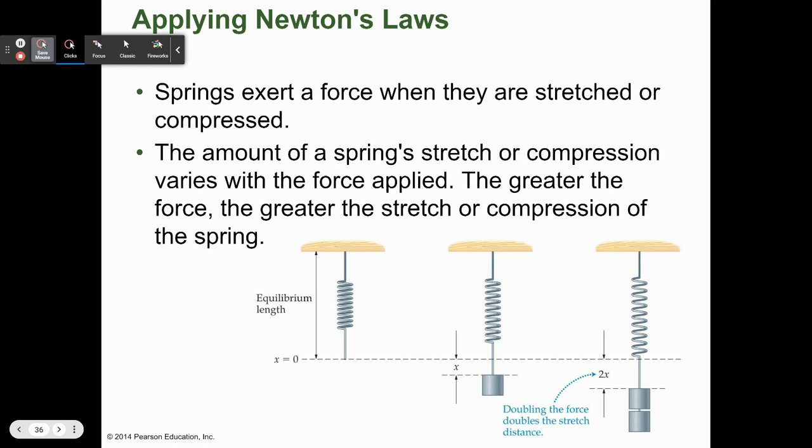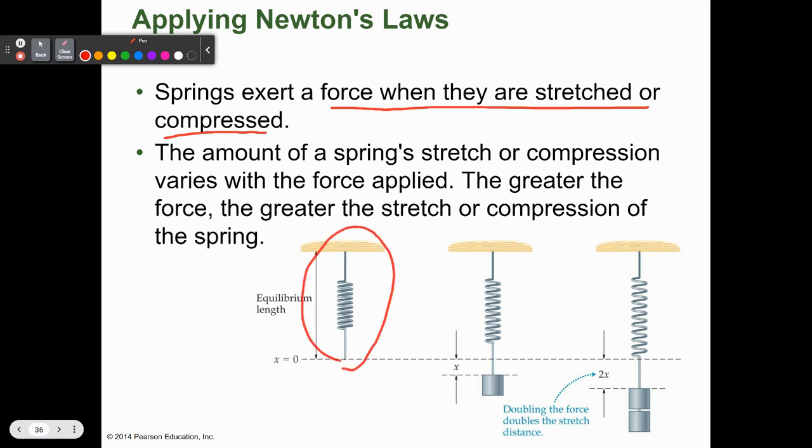Okay, springs. Another force that we encounter in our everyday life is the force of a spring. Springs exert a force when they are either stretched or compressed because they want to come back to their original equilibrium position. Here's the equilibrium position with no weight attached to it. We attach a weight to it, and it causes the spring to stretch out. The more weight we add, the more the spring stretches out. When we remove that weight, the spring will compress back to its original equilibrium position.